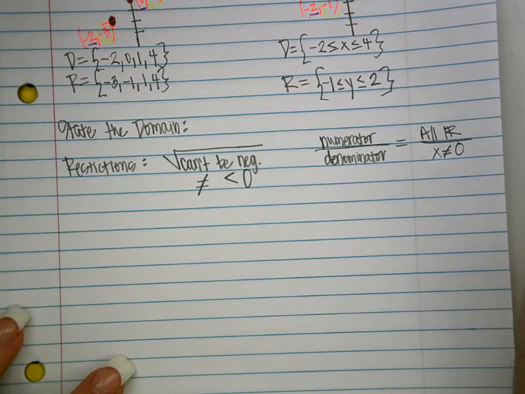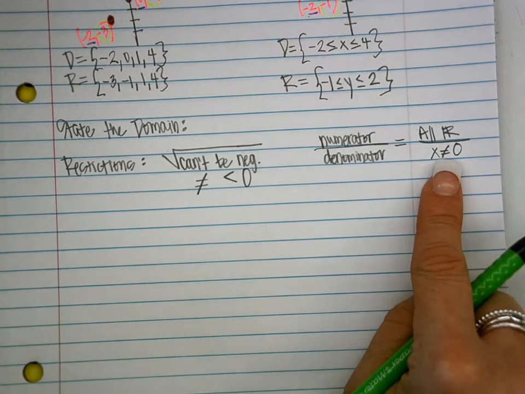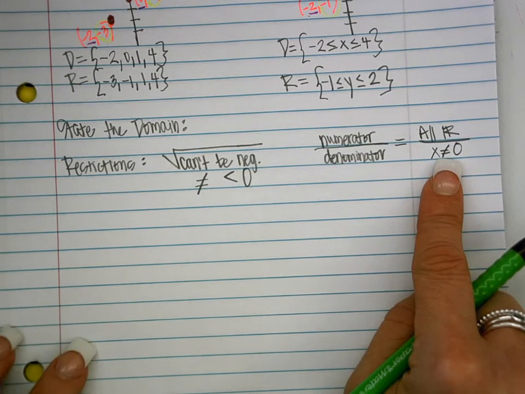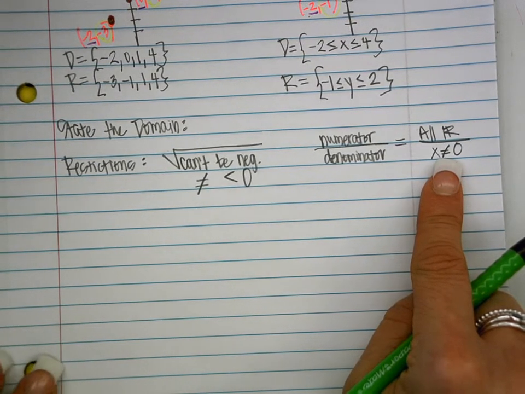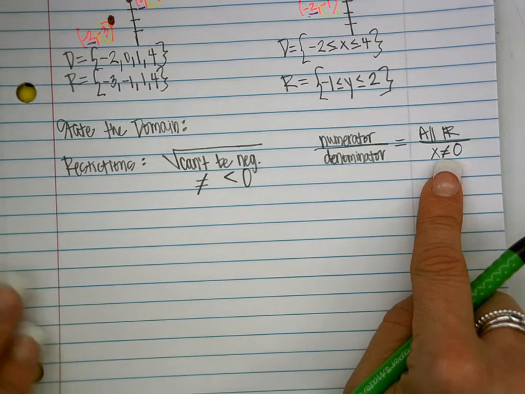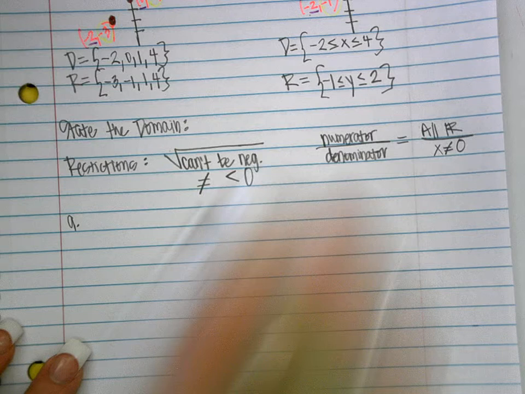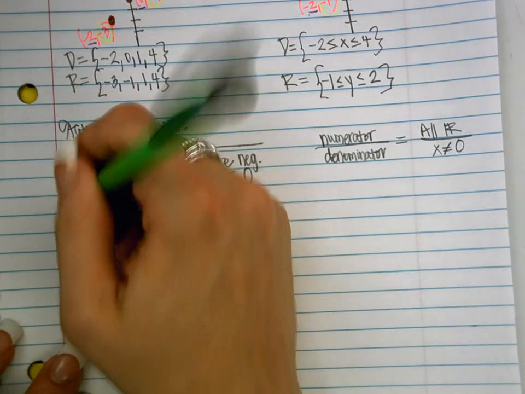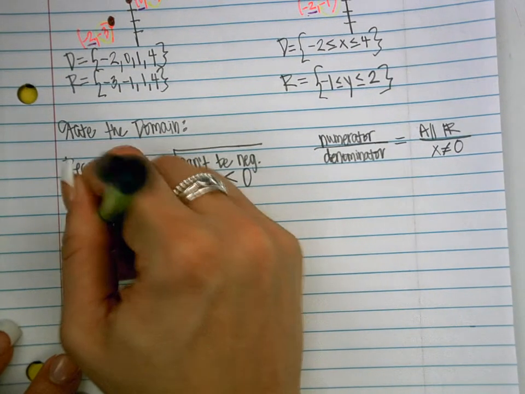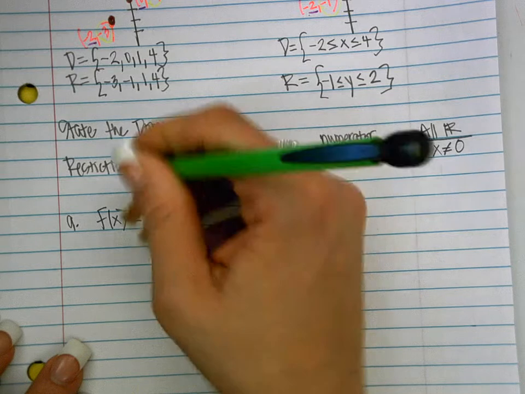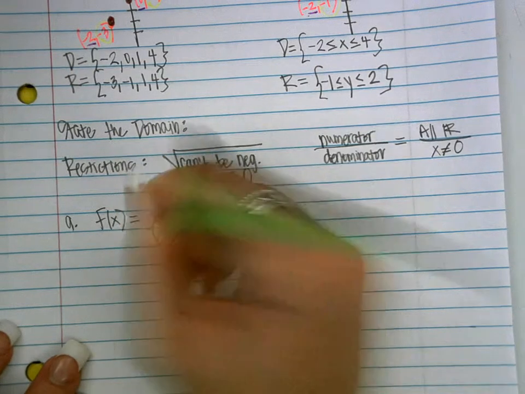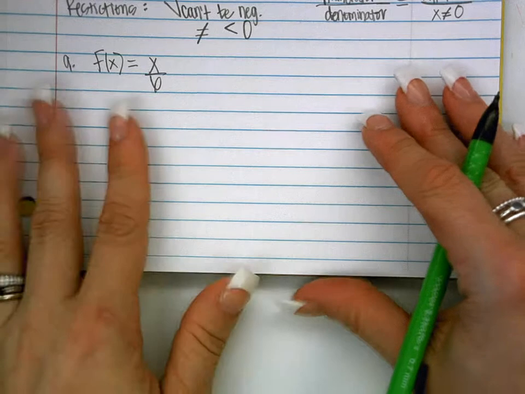Therefore, if you have a fraction, the denominator cannot equal 0 because anything under 0 would make your problem undefined. Okay, and that's bad. So for here, if I ask you to state the domain, that is just the possible values of x. Okay, for A, if I ask you to state the domain of f of x equals x over 6.